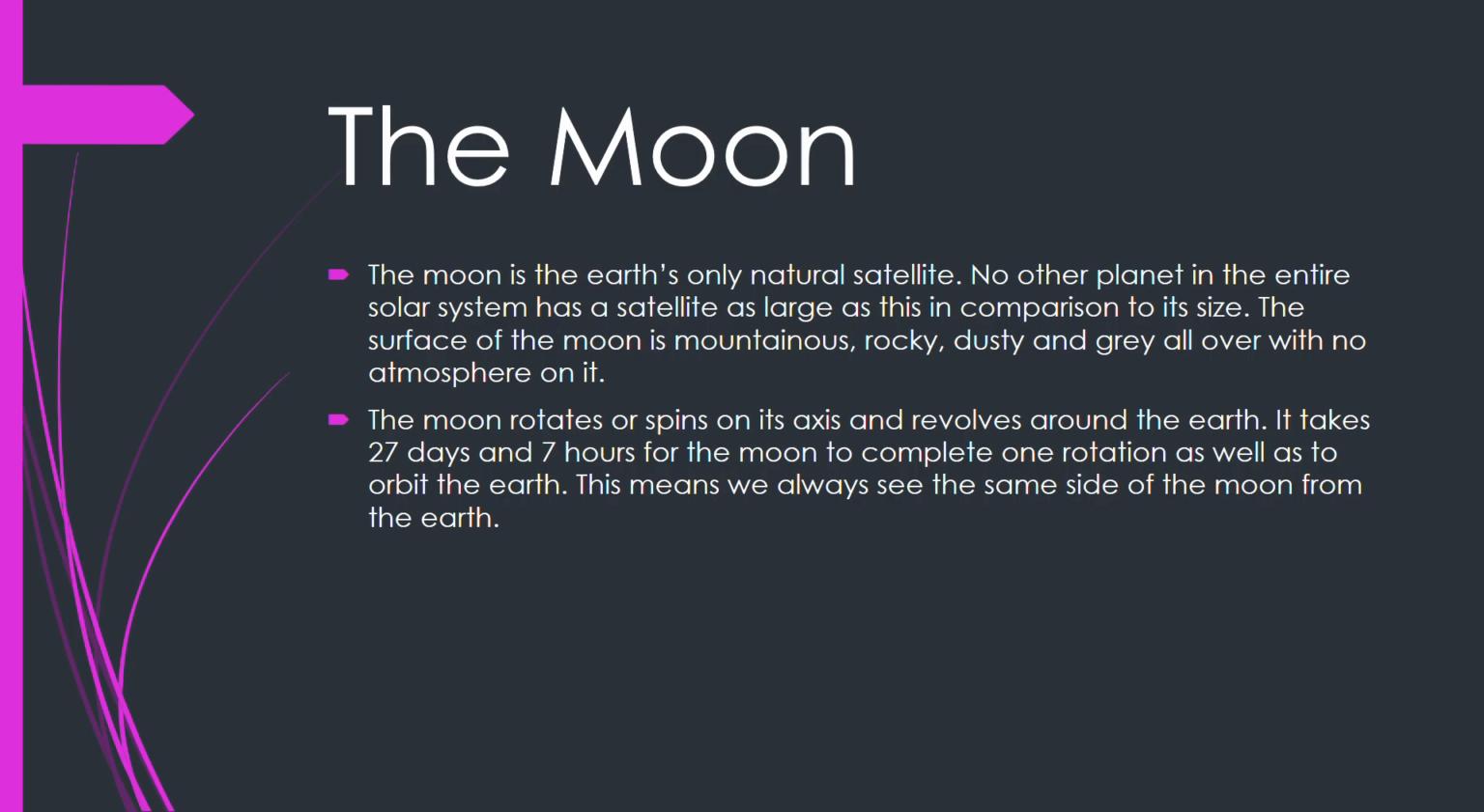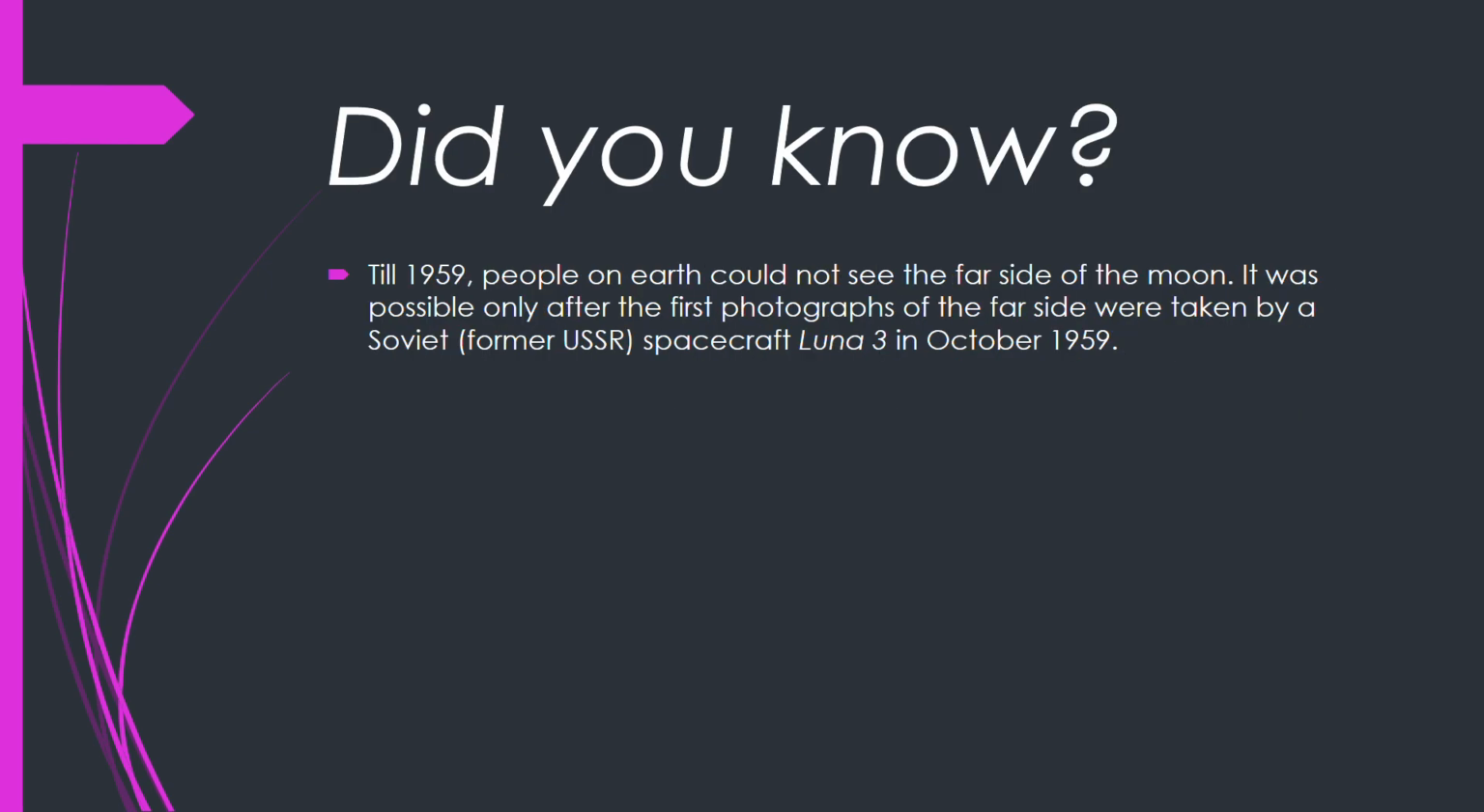It takes 27 days and 7 hours for the moon to complete one rotation as well as to orbit the Earth. This means that we always see the same side of the moon from the Earth. Did you know? Till 1959, people on Earth could not see the far side of the moon. It was possible only after the first photographs of the far side were taken by a Soviet, former USSR, spacecraft, Luna 3, in October 1959.